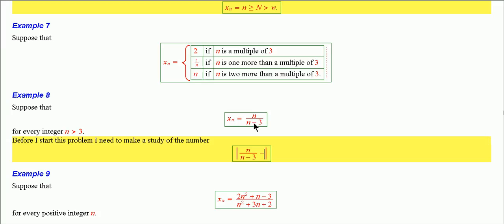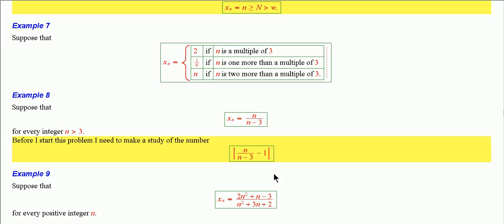So don't ask me where I got the 1 from. Every kid in Calc 1 would know you take this and you divide top and bottom by n, and you get 1 over 1 minus 3 over n, and that tends to 1 over 1 minus 0 equals 1. Every kid in Calc 1 can do that. The question is how do we show that this follows from the definition? I want to make a study of this because I really feel unable to begin this problem until I've made a study of that expression.